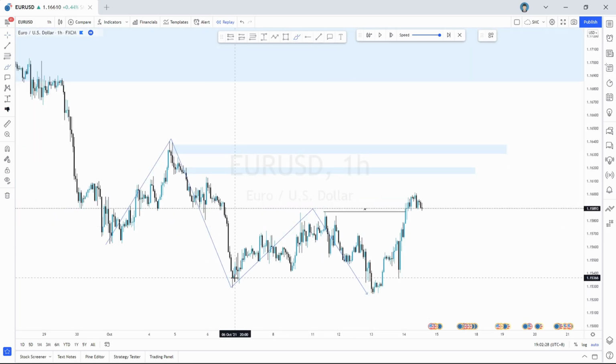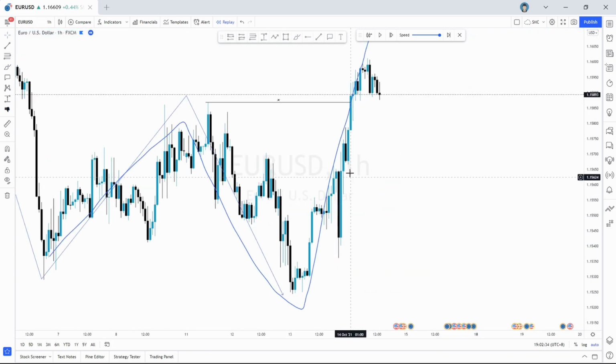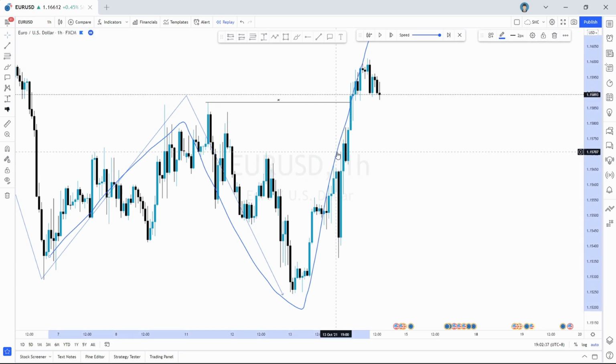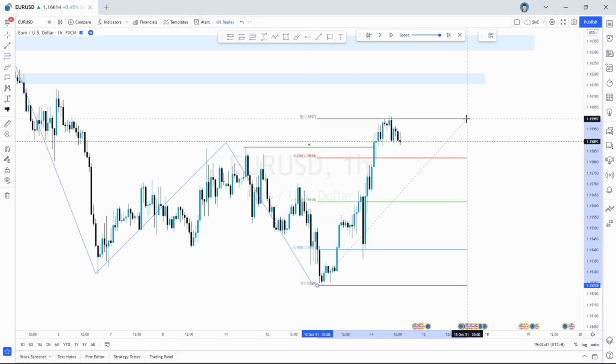Now let's say we see price doing this, higher high. Now we're expecting a higher low. Now what we can do is, for me personally, I look for Fibonacci. I use the Fibonacci retracement.